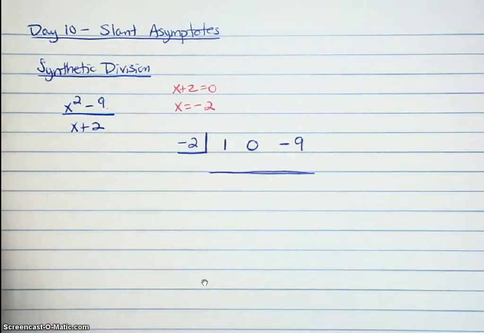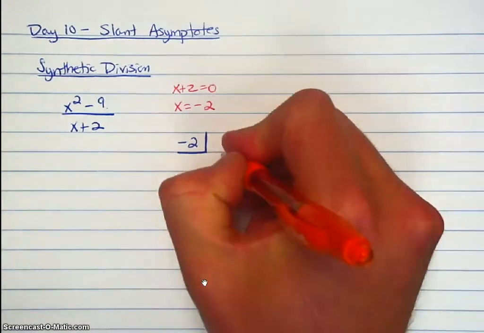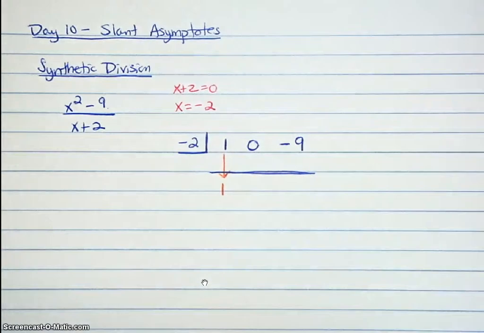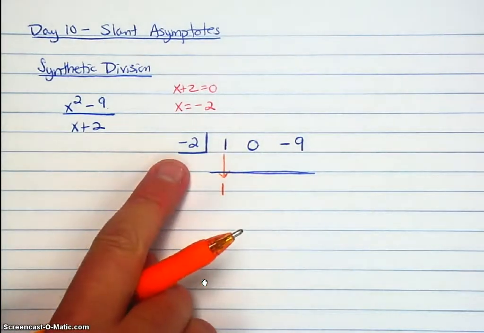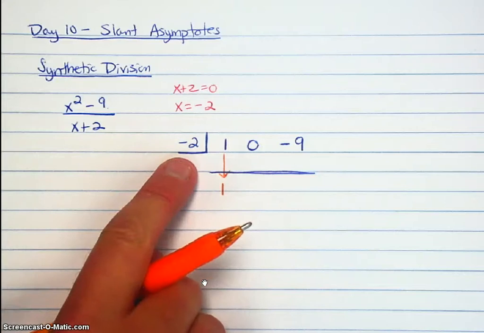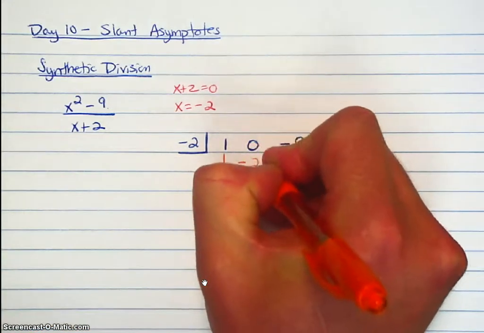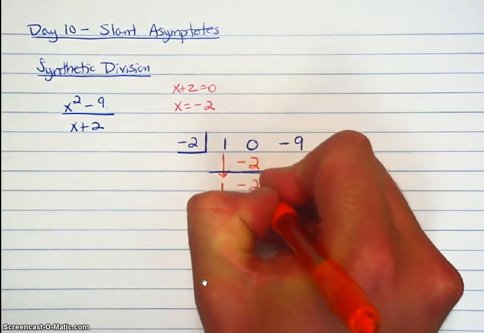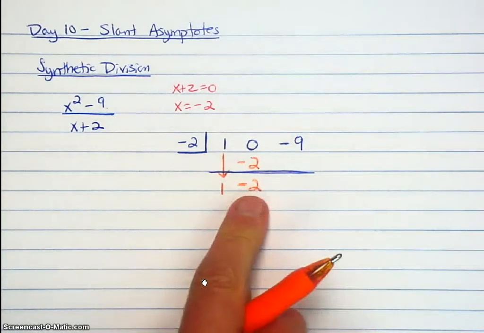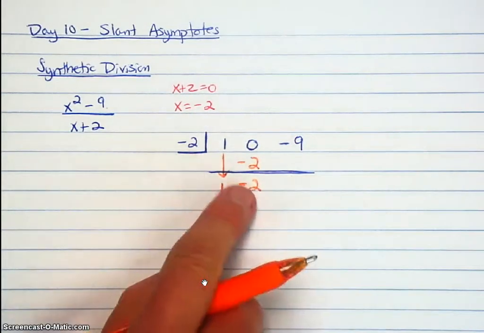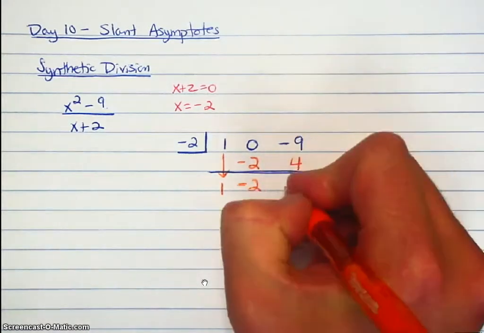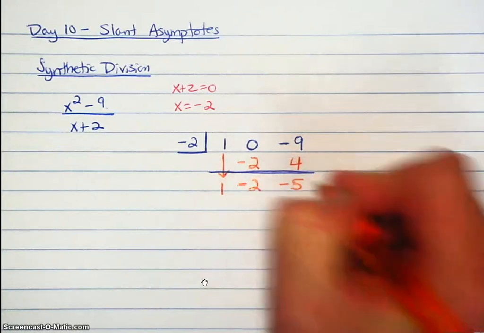Now here's how synthetic division works. We take the first number and just drop it straight down. That's a 1. Then we take this 1 and multiply it by the number in the box. So 1 times negative 2 is negative 2, and we write that in the next column. Then we add these up: 0 plus negative 2 is negative 2. Now we do the same process again. We take negative 2 and multiply it by the number in the box, so negative 2 times negative 2 is positive 4. We write that in the next column, and then we add those and we get negative 5.